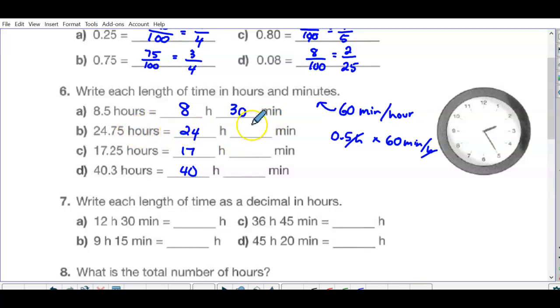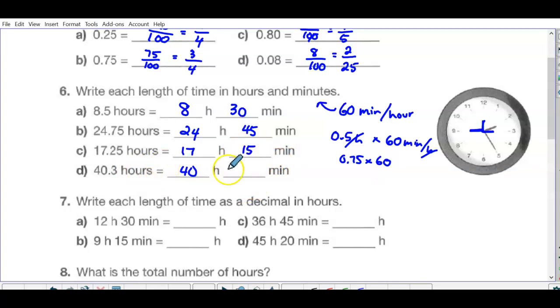0.75 of an hour, think about that on a clock. I know a lot of you use digital now, but 3/4 of an hour, you'd have your hands going this way, right? So that would be 45 minutes. Or you can go 0.75 times 60 on your calculator. 0.25 of an hour goes from there to there. That's 15 minutes, or 0.25 times 60.